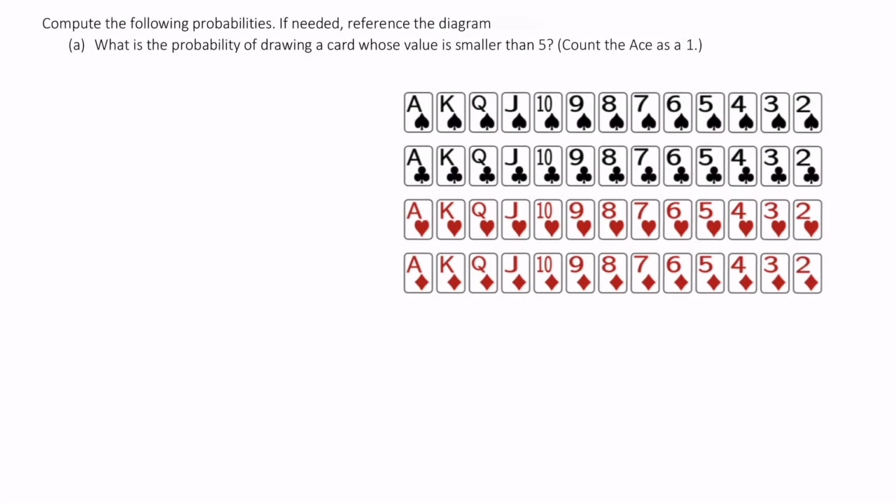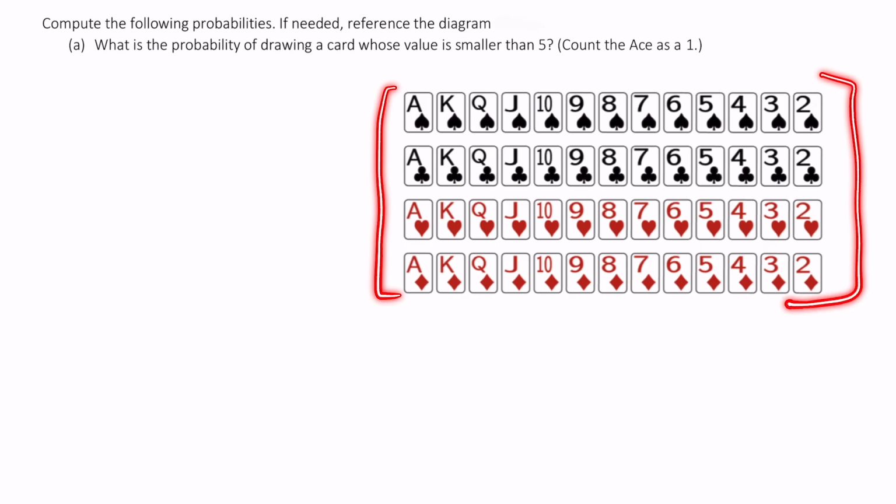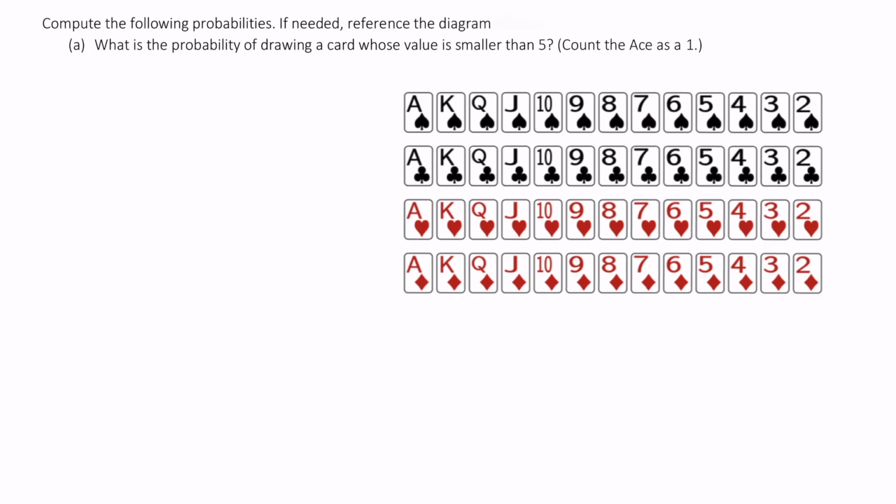Welcome. In this video, I'm going to go over how to compute probabilities that result when drawing cards from a standard 52 card deck. Here is a diagram in case you are not familiar with the cards in a standard deck. Part A. What is the probability of drawing a card whose value is smaller than 5? And for the purposes of this problem, we are going to count the ace as a 1.